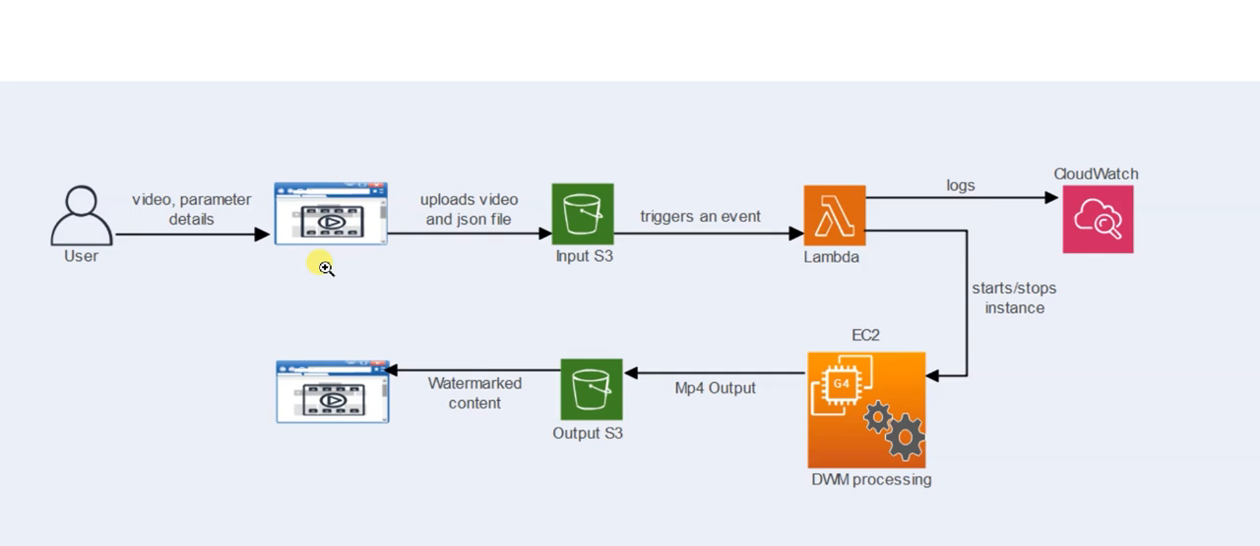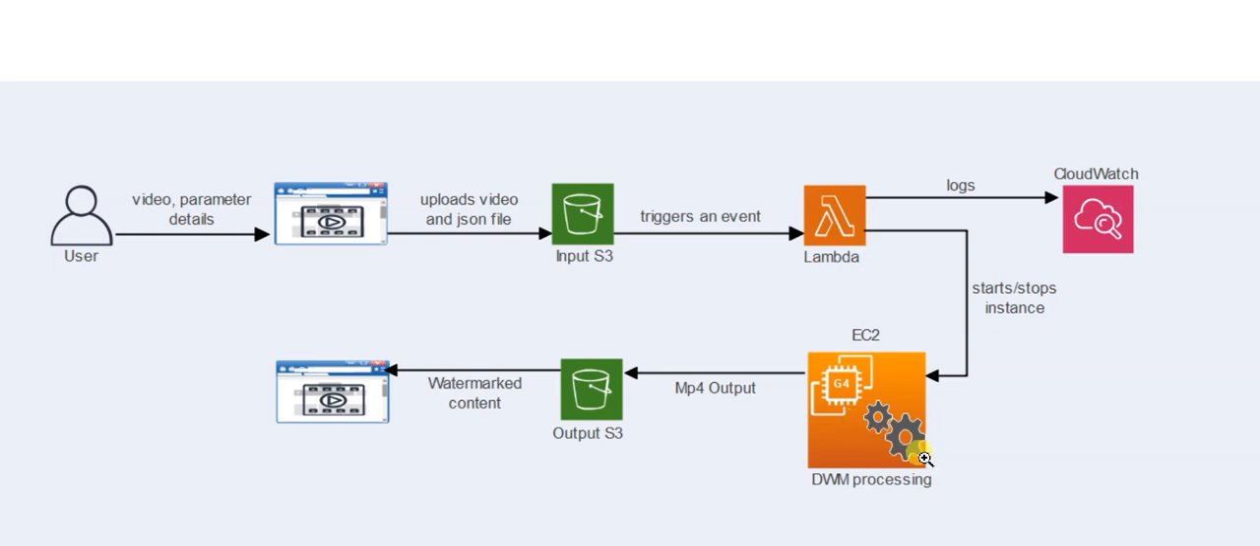The parameter values are updated in a JSON file that is required for the DWM embedding. Then, both the files, that is the video and the JSON, are uploaded to the input S3 bucket. Once the file upload is complete, an event is triggered to the Lambda. The Lambda function starts the EC2 instance. We have pre-configured and set up a G4 instance for the DWM embedding.